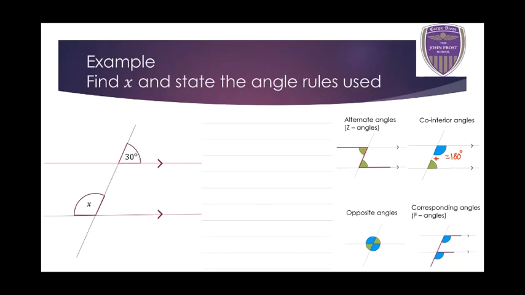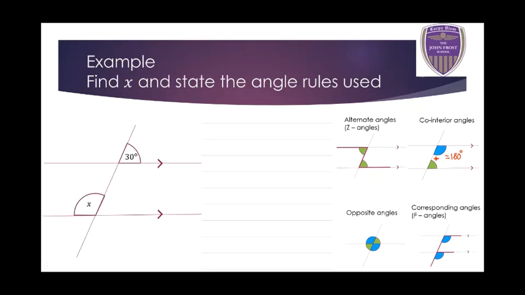We're asked to find angle x and state the angle rules used. Okay, so currently I can't see a way of how I can figure out angle x without knowing any more information. There's a few ways you could go about doing this, but I'm going to do the one I feel is probably the simplest way to do it. It's going to be very similar to the last example we did.